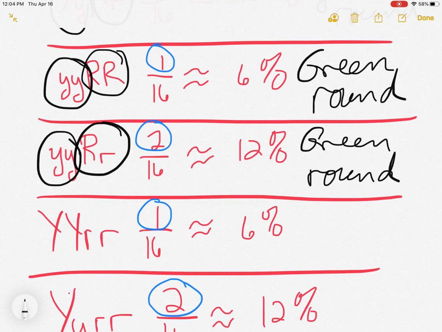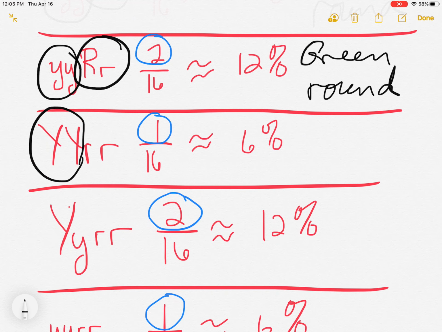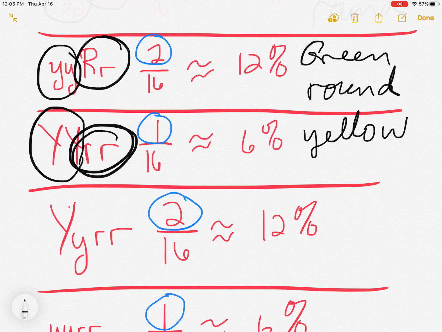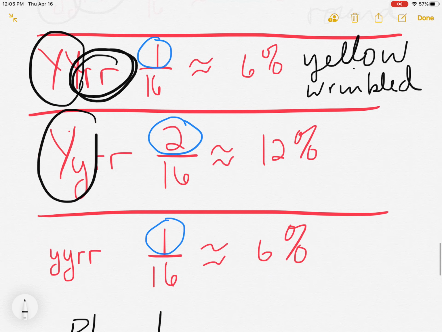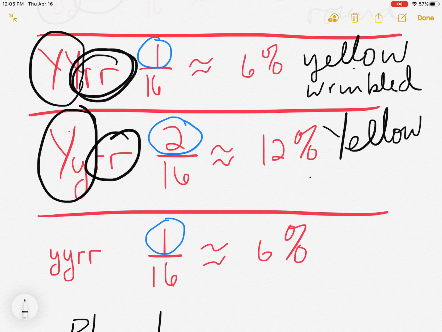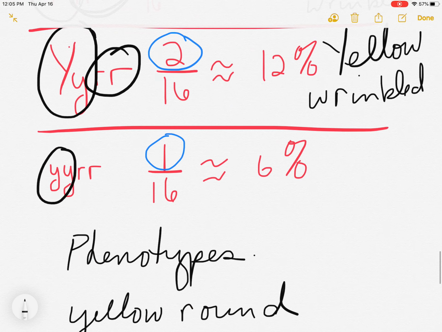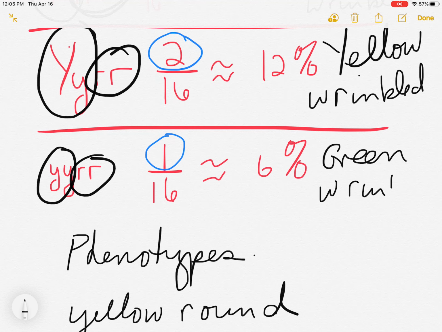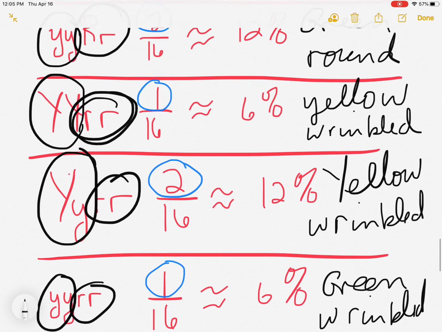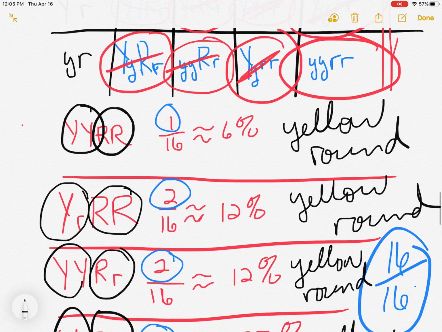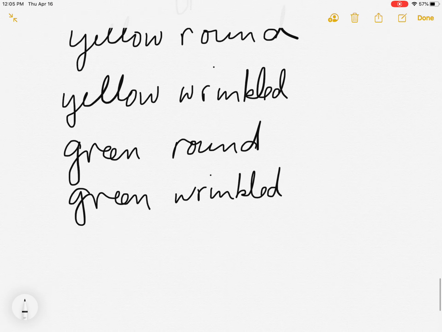Down here, green, but this capital R will still make this round. Over here, yellow, but the 2 recessive R's mean wrinkled. And then down here, this will still look yellow because of that dominant Y that's going to mask the small y, but the 2 small R's mean wrinkled. And our last combination means 2 little greens. There's no dominant yellow there, and there's no dominant round, so green and wrinkled.